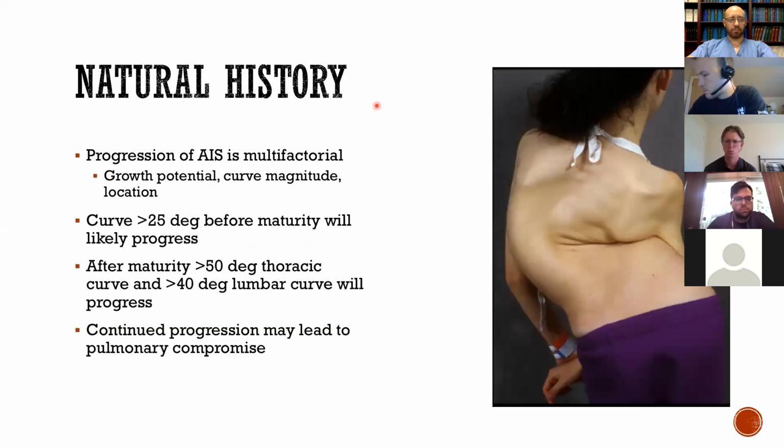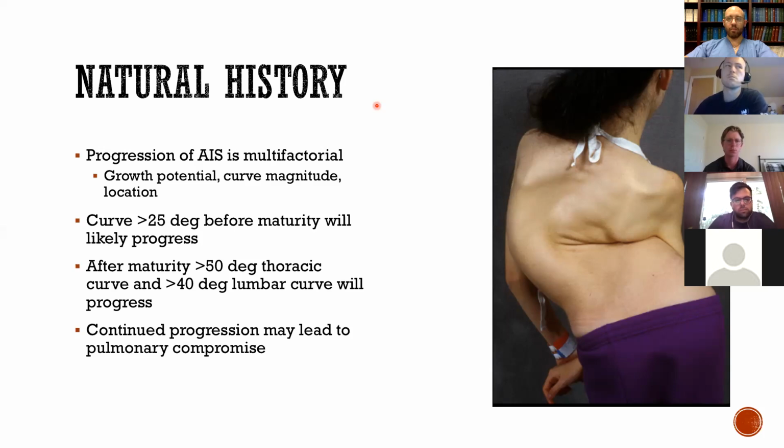yet. And so with regards to the progression of AIS, it's largely determined by curve magnitude and location and growth potential, okay? So with a curve that's greater than 25 degrees, this will likely progress. And so curve progression happens during growth. And so that's why it's very important to understand how much growth potential is left, okay?